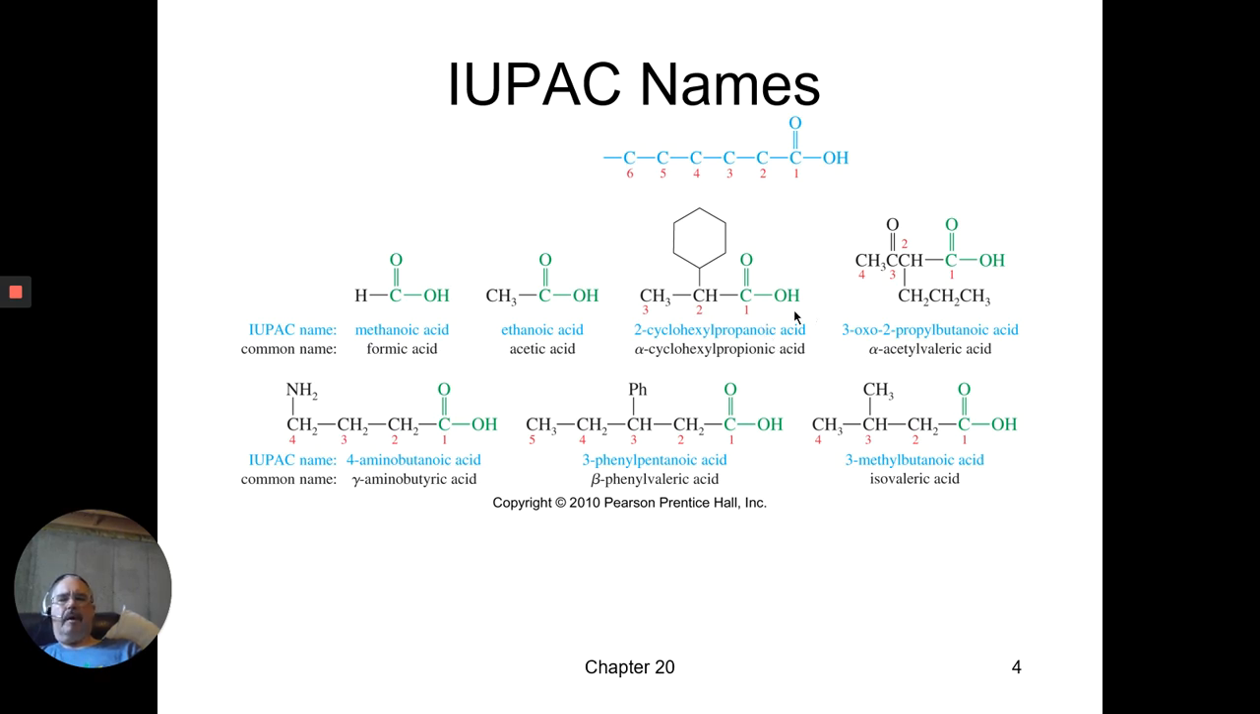One thing I want to point out here is that the carboxylic acid takes priority, and the carboxylic acid group is on carbon number 1. Okay, so this is 2-cyclohexylpropanoic acid. Carboxylic acids have priority over ketones, and so this is 2-oxo-3-propyl-butanoic acid.